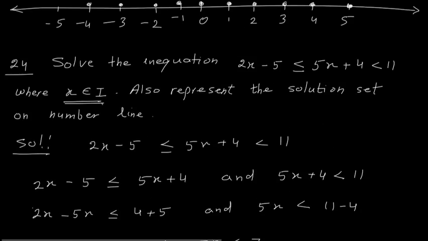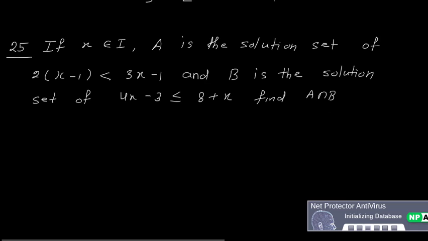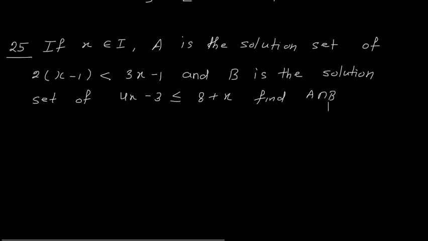Let us see question number 25. If x belongs to integer, and A is the solution set of 2x minus 1 less than 3x minus 1, and B is the solution set of 4x minus 3 less than or equal to 8 plus x, then find A intersection B. One chapter called sets is also involved here, but let us first find the solution.